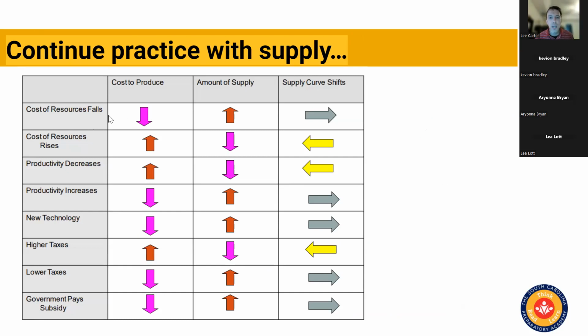So what goes on is if the cost of resources goes down, the cost to produce it goes down, so there will be more supply. So the supply curve shifts right. If the cost of the resource rises, then there'll be less supply. Same with productivity. If productivity decreases, that means it's costing you more to produce, so less supply. The supply curve moves left. I'm not going to read the whole thing again. You've got the slides, you can look back over them.